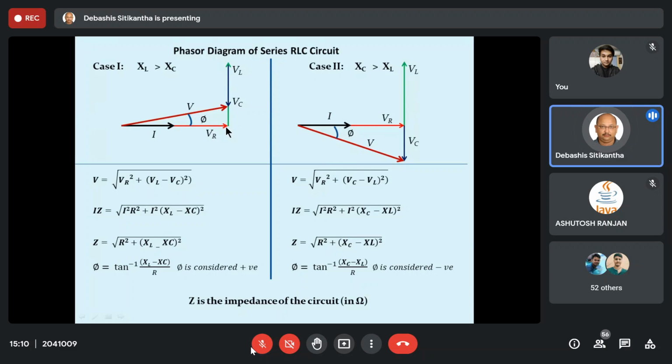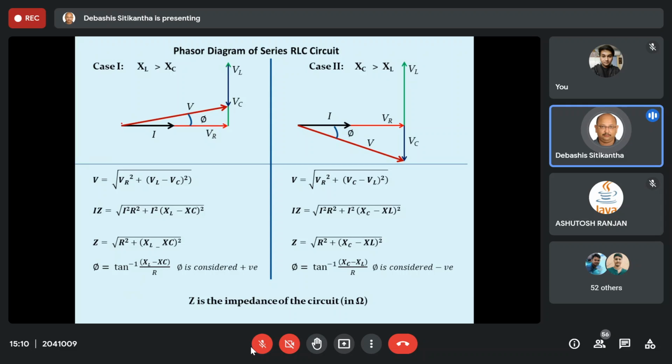Next comes your VL. We know that your VL always leads the current by 90 degree. Since it is a pure inductor, the RMS voltage drop across the pure inductor obviously is going to lead the current by 90 degree. Now, since we are adding each of them, you know that in case of vectors, if you are going to add them, you have to add from head to toe, head to toe. In this manner, you are actually going to add. The same principle is also applied over here in case of phasor diagram.